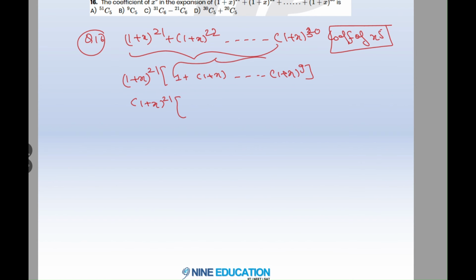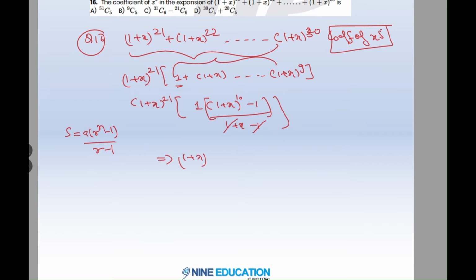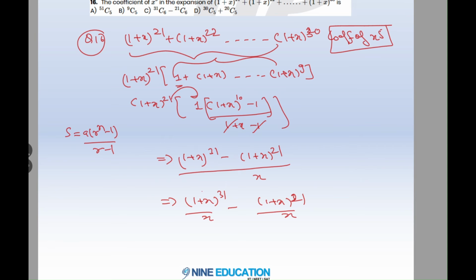Now this is a GP with common ratio 1 plus x, number of terms 10 and first term a. So sum is equal to a into (r^n minus 1) by (r minus 1). This is 1 into ((1 plus x) power 10 minus 1) by (1 plus x minus 1). 1 and 1 cancel. Multiplying inside, this is ((1 plus x) power 31 minus (1 plus x) power 21) by x, which is (1 plus x) power 31 by x minus (1 plus x) power 21 by x. So this is the most simplified expression.